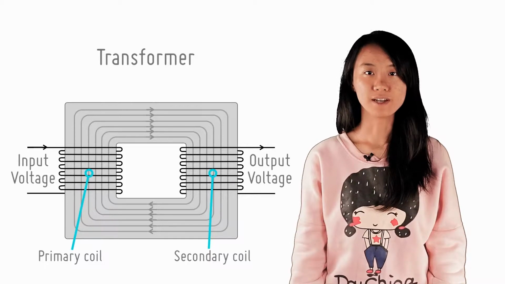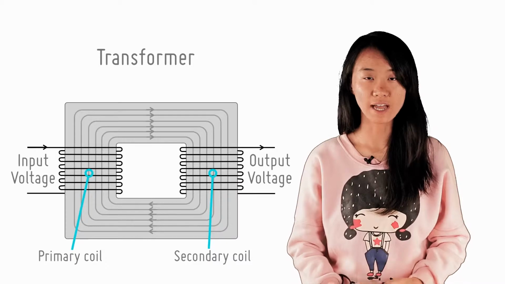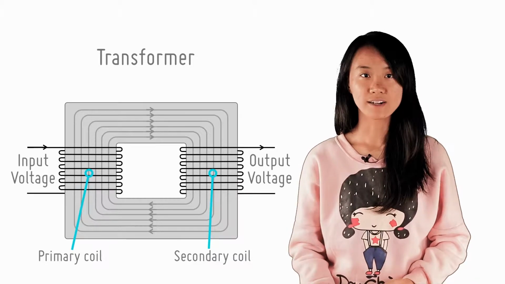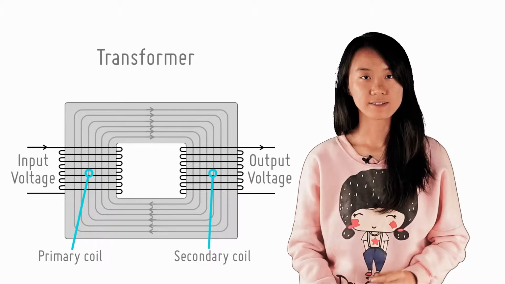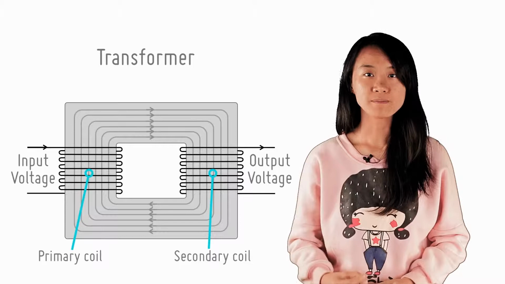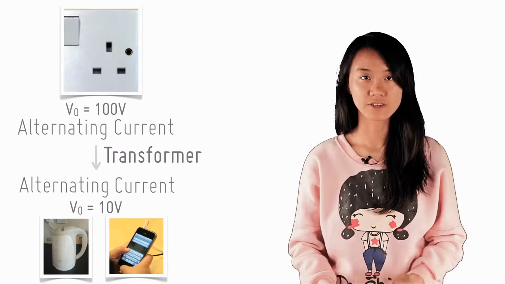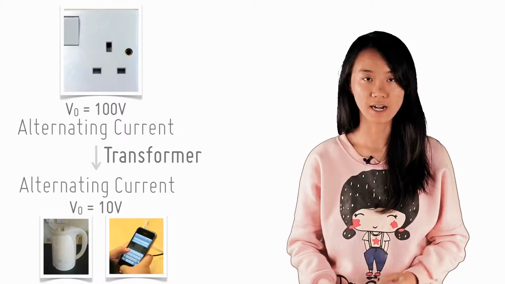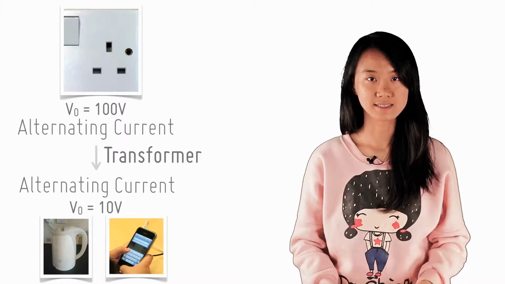In the previous checkpoint, you have learned that a transformer is made from two coils of wire wound around a soft iron core, and that an AC current in the primary coil will induce an AC EMF in the secondary coil via electromagnetic induction. We have also briefly mentioned that the fundamental significance of the transformer is that it can change the peak voltage of an alternating current. However, we have not yet explored how the transformer does this.